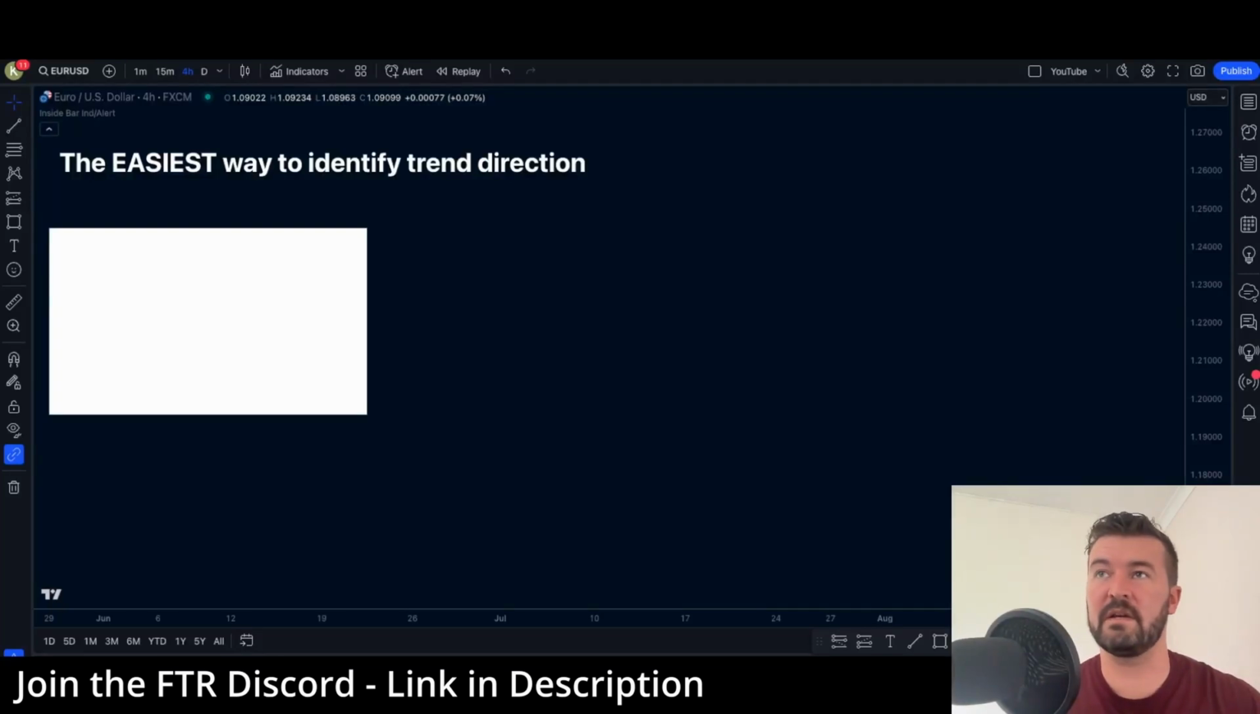Yo, yo. So, what we're going to do today is focus on the easiest way to identify trend direction, okay? For us to be able to get into trend direction, we need to really think about what a trend is. What does trend mean? What does it mean to have a trend?